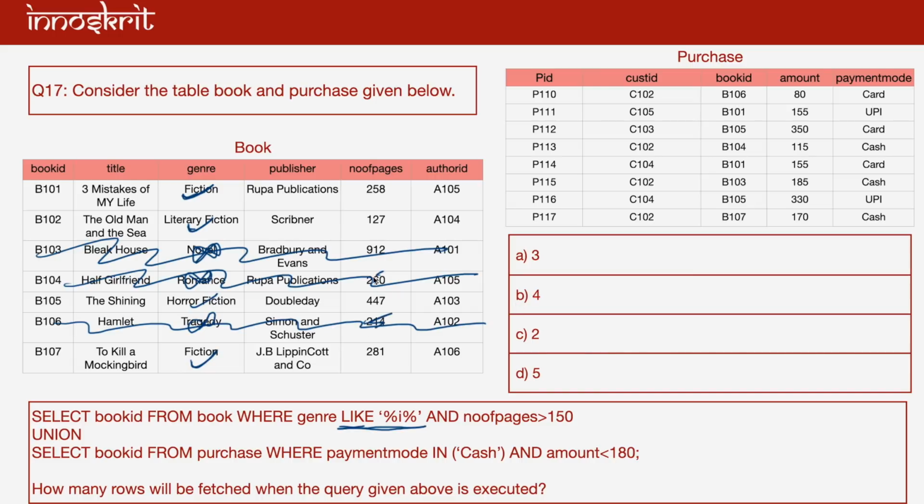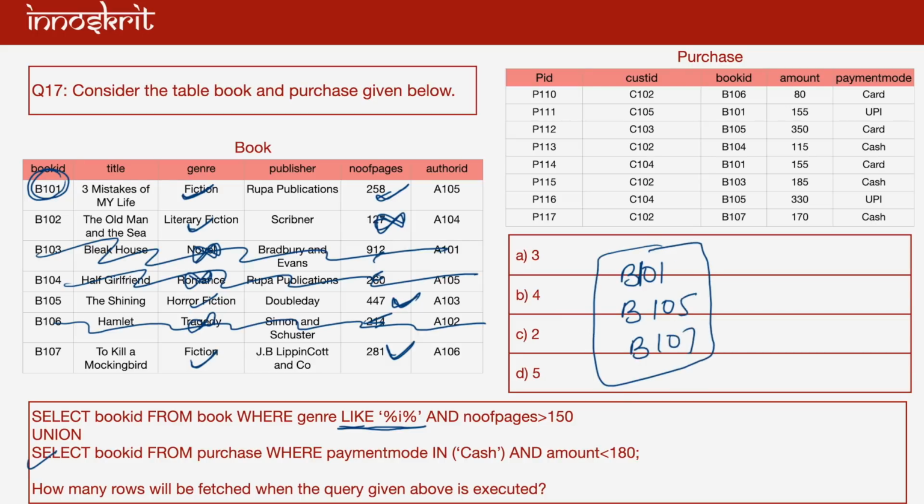Now, we should have number of pages greater than 150. So how many rows do we have? Book ID B101, then B105, and then book ID B107. So these are the result of the first query.